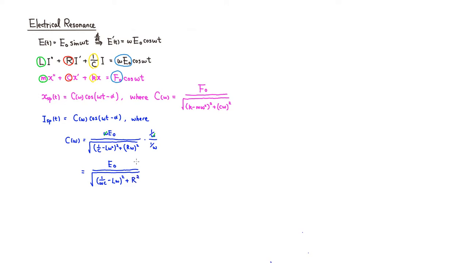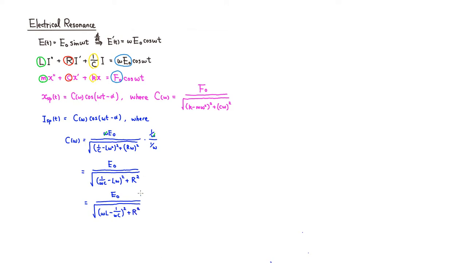Since it gets squared, you can actually switch terms. I guess the textbook might have written it this way, which is exactly the same thing. So E0 on top, then you have a square root, then we write it as omega L minus 1 over omega C squared. I've just switched these two terms. It doesn't really make any difference because it gets squared. So it's exactly the same thing, and then plus R squared.